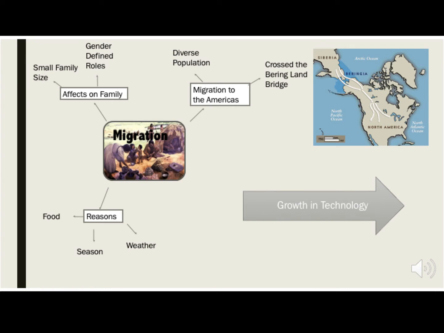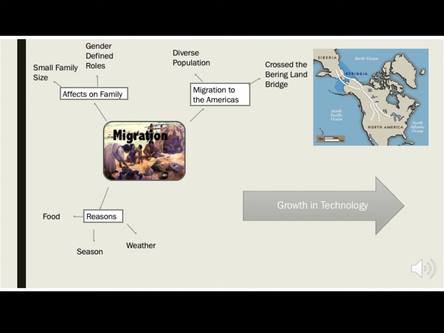Migration influenced the family in a huge way. Women could not have as many children. Generally, they would only have two children, as it took a lot of work moving and migrating to find food. This defined gender roles. Women generally stayed at home watching the children and gathering food while men went out and hunted and protected the family.